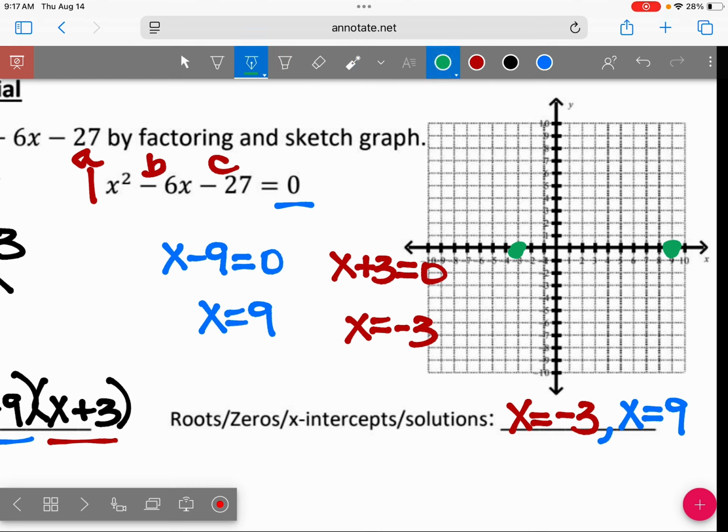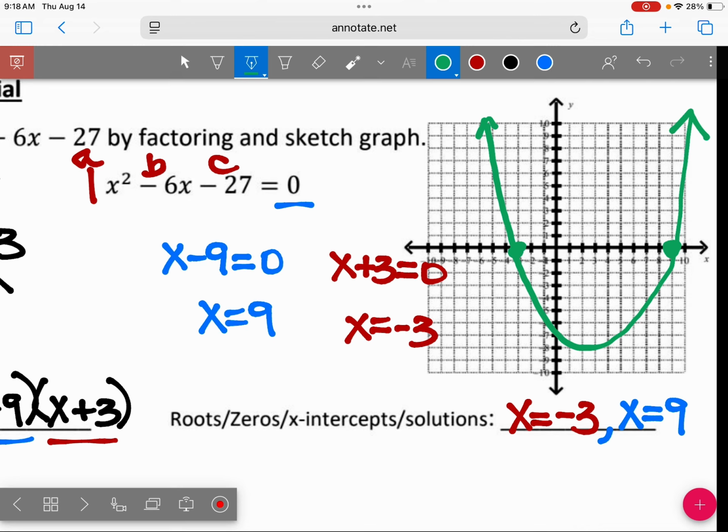So I'm going to go ahead and just sketch a smile. It's going to go through those 2 points. Again, that's just a sketch. It is definitely not accurate. It's just a general shape of what it should look like. Any questions?